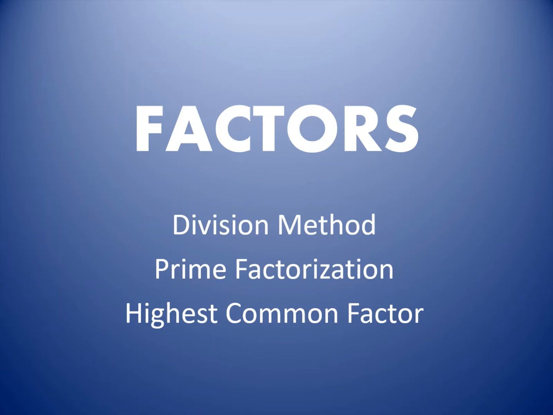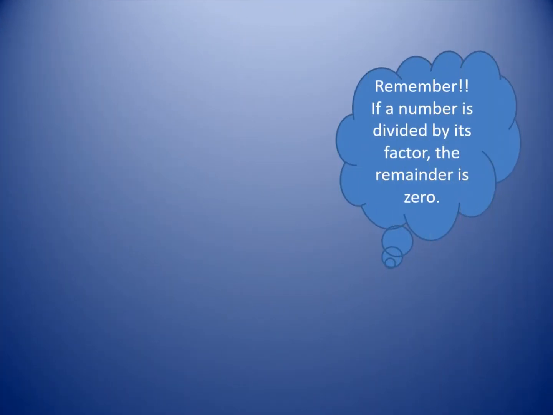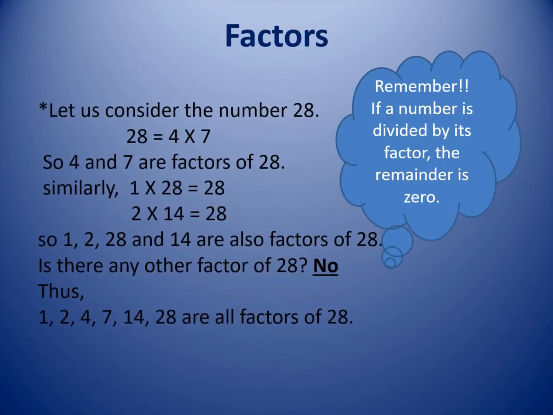Factors. Points to be discussed here are finding the factors, finding common factors, prime factorization, and highest common factor. Remember, if a number is divided by its factor, the remainder is 0. Let us consider the number 28.